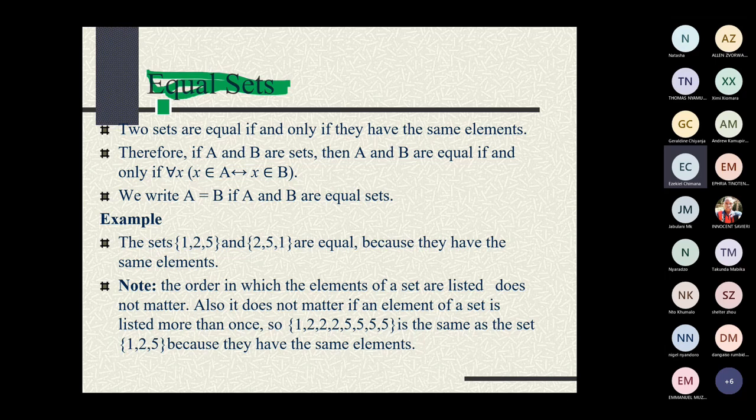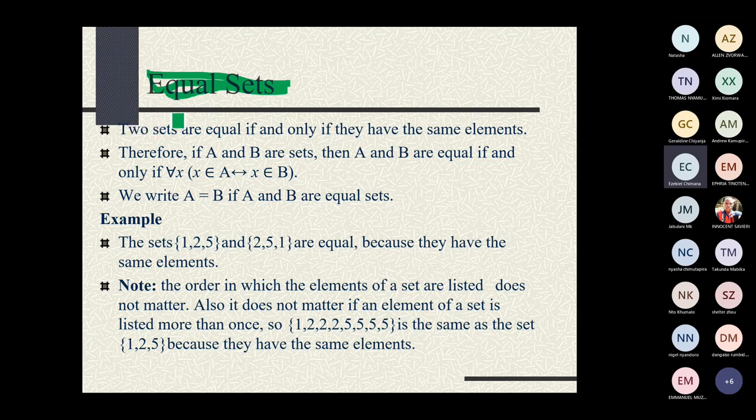Okay, so let's talk about the equal sets. Two sets are equal if and only if they have the same elements. They must have the same elements for them to be equal. Not the total number of elements, but the same elements, like element X be equal to element X, element Y be equal to element Y. If all those elements in set A are equal to those in set B, then you can say that these sets are equal.